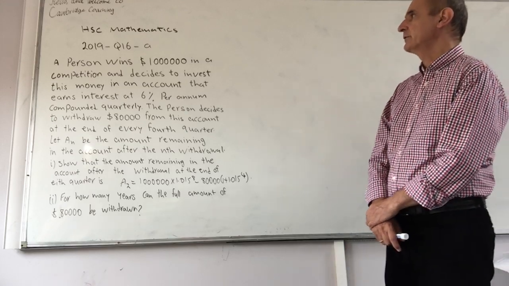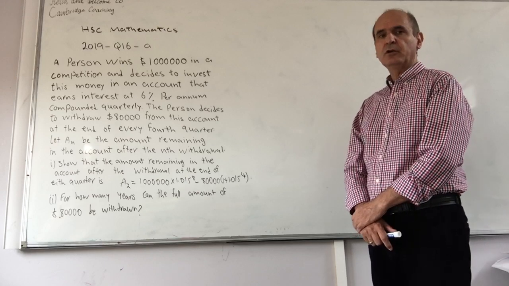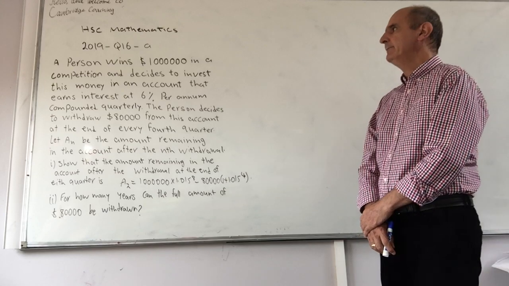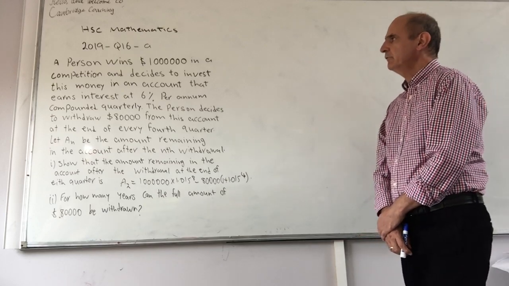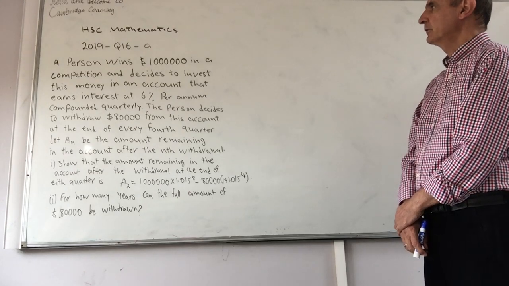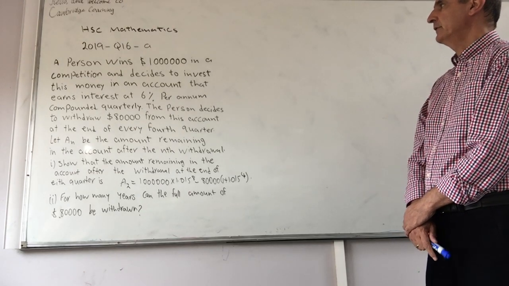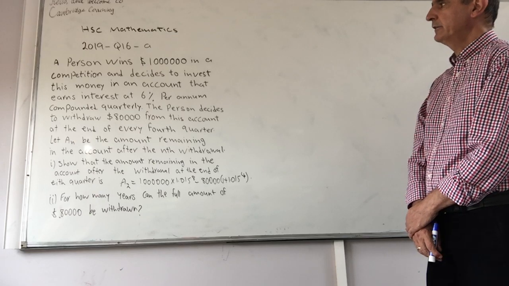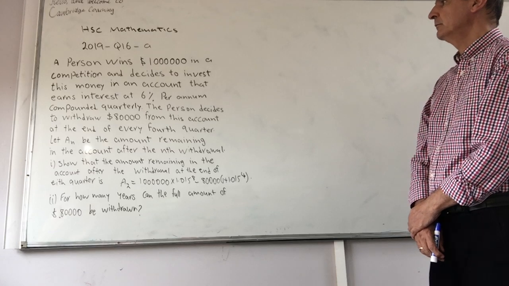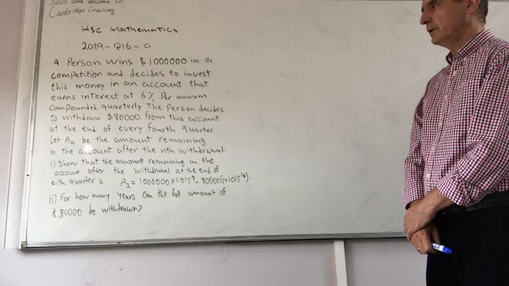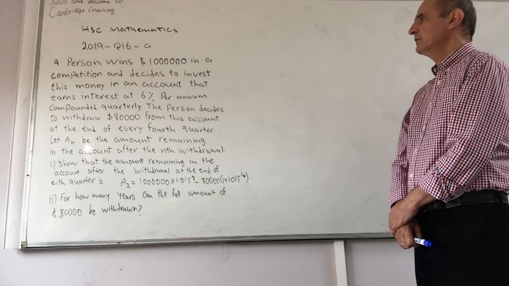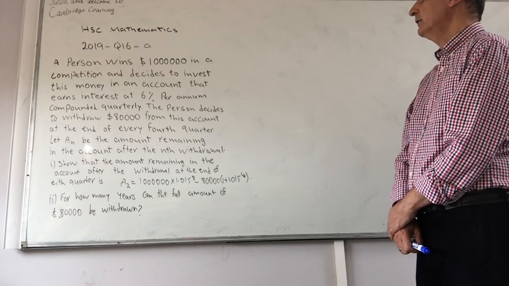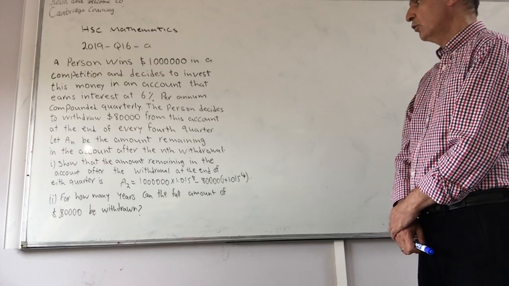Today's question is HSC Mathematics 2019 question 16 part A. A person wins $1 million in a competition and decides to invest this money in an account that earns interest at 6% per annum compounded quarterly. The person decides to withdraw $80,000 from this account at the end of every fourth quarter.